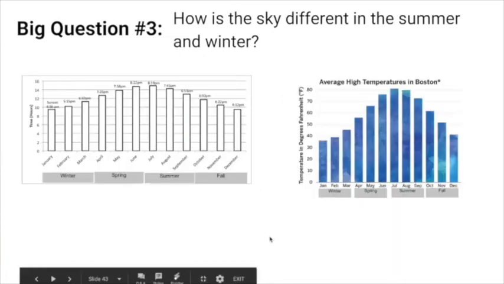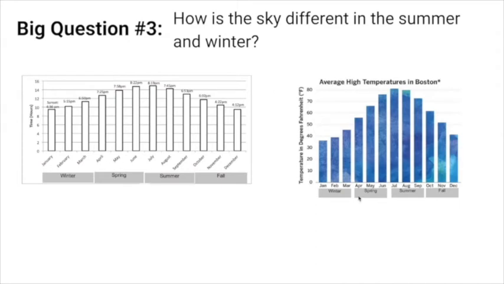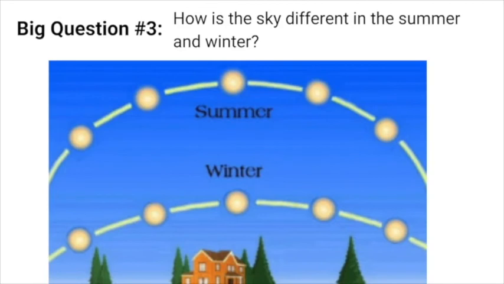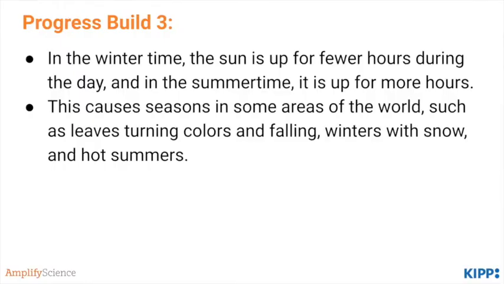In the following lesson, they analyzed graphs of both time that the sun is out during the day and average temperatures throughout the year to better understand how the seasons change. They look at models of how the sun moves across the sky in the wintertime versus the summertime as well. At this point in the unit, students should be able to explain Progress Build 3.